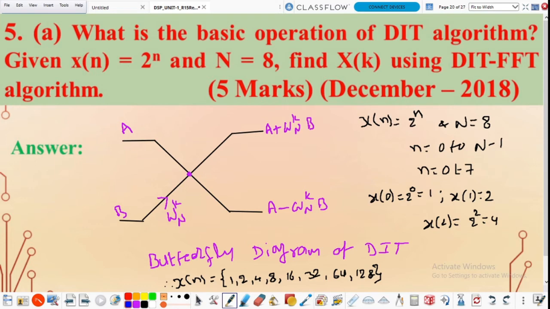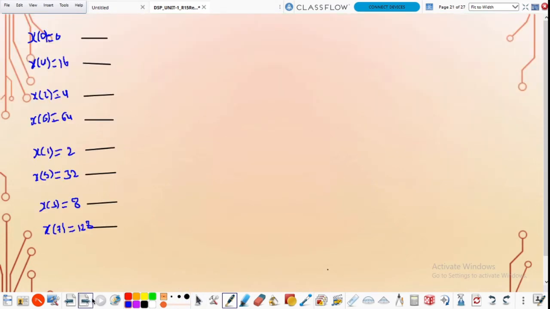So construction of 8-point DFT from 4 2-point DFTs. Initially, in the first step, these 2 points are one N by 4 point DFT, and this is another N by 4 point DFT, and this is another N by 4 point DFT, and this is another N by 4 point DFT.